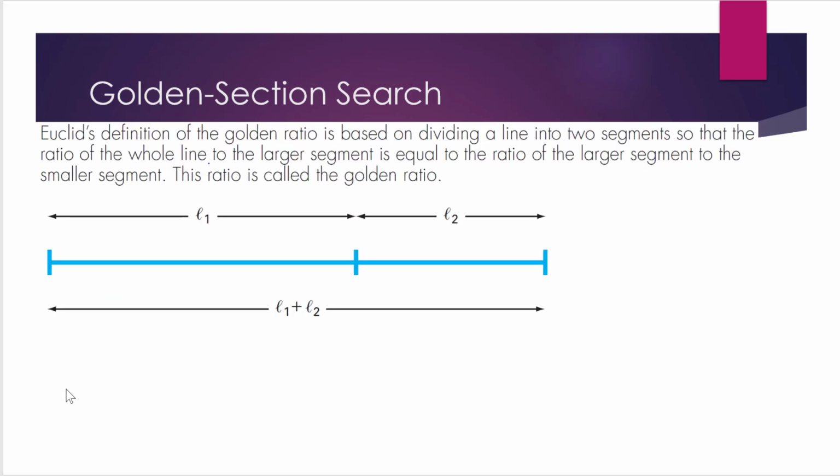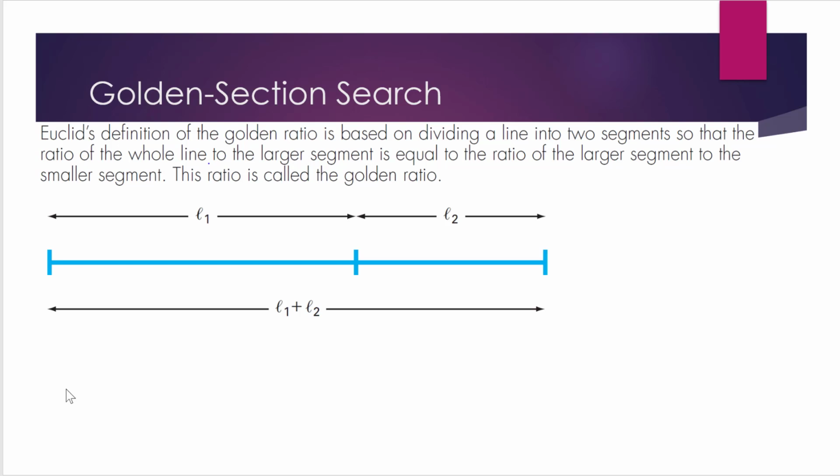When we use this method, it involves a concept called the golden ratio. So let's first review what the golden ratio is. Euclid's definition of the golden ratio is based on dividing a line into 2 segments so that the ratio of the whole line to the larger segment is equal to the ratio of the larger segment to the smaller segment. This ratio is called the golden ratio.